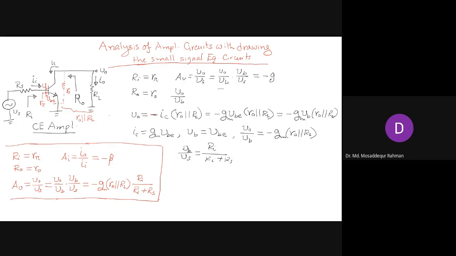So that is pretty straightforward, and then it's put into this expression for AV, the two gain expressions. First is minus GM times R naught in parallel with RL, and then we have the second part, Ri divided by Ri plus Rs. So check this expression and the expression that we have here. These two are basically the same, right? So that is how we can derive the gain for the amplifier circuit. You just analyze the circuit as it is. You don't need to draw the small signal equivalent circuit.